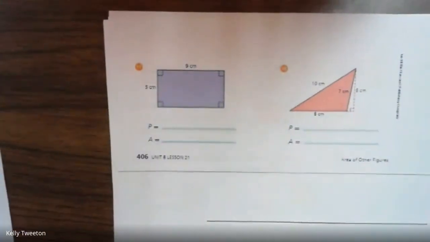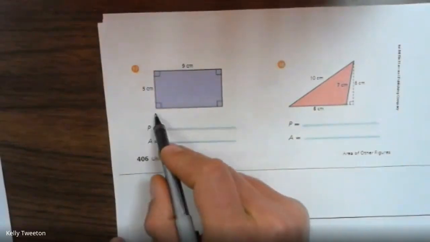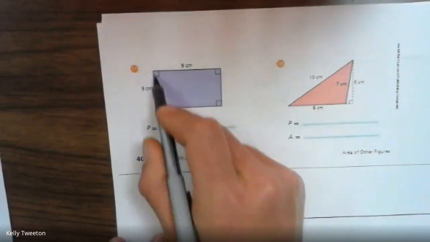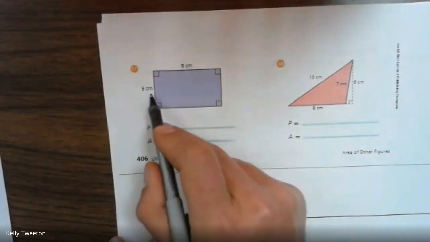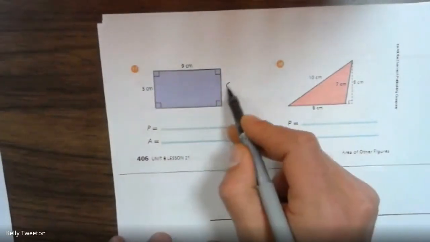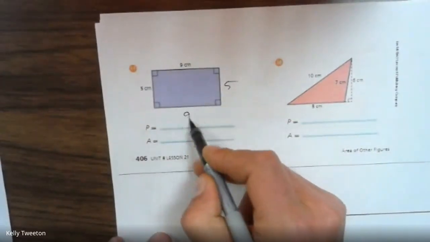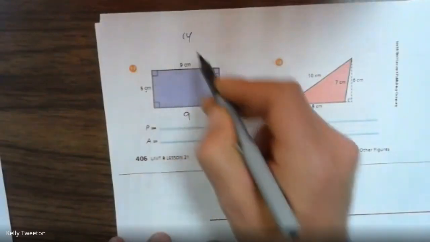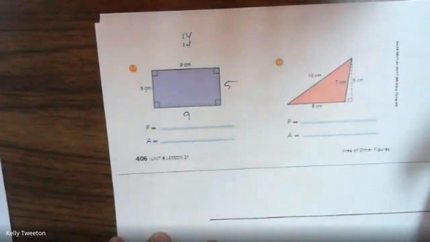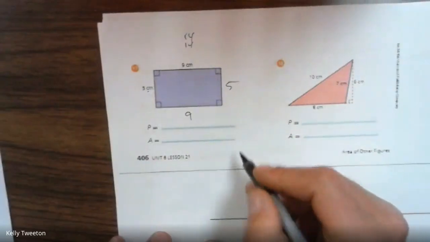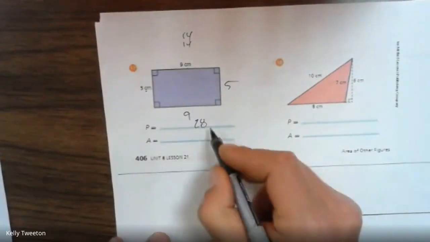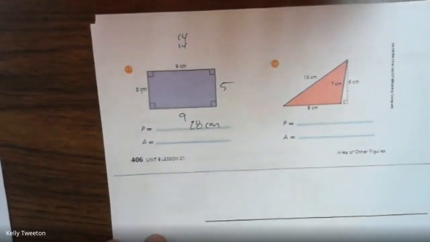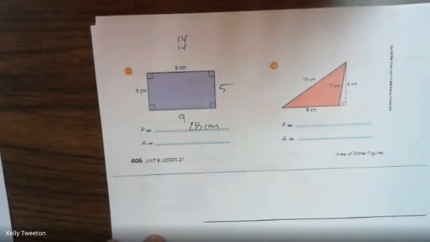It's just a simple rectangle. My perimeter. Around the outside. 5 and 9. Well, if this is 5, what would this be? 5. If this is 9, what would this be? 9. 5 plus 9, 14. 5 plus 9, 14. So my perimeter is 28 centimeters. How about my area?